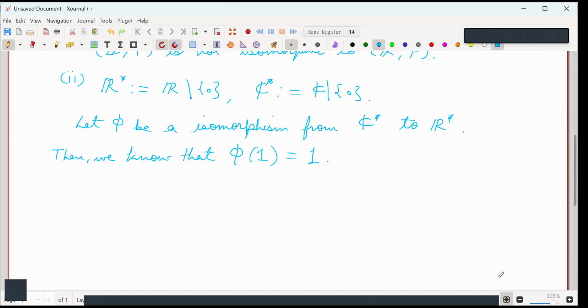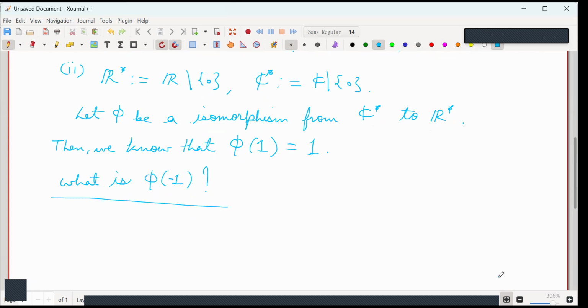Now, can you tell me what is phi of minus 1? This is not very clear. Minus 1 itself. Why? So phi of 1 plus minus 1 should be... So plus we are not supposed to use, oh, because we are... sorry, we can just use the multiplicative operation.